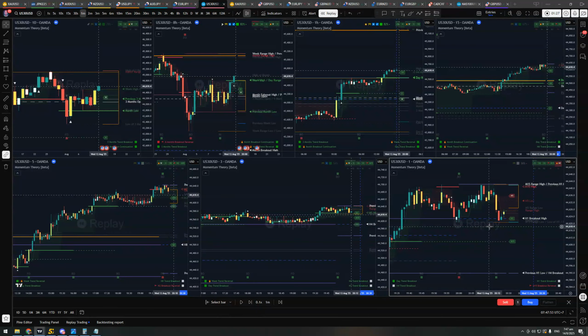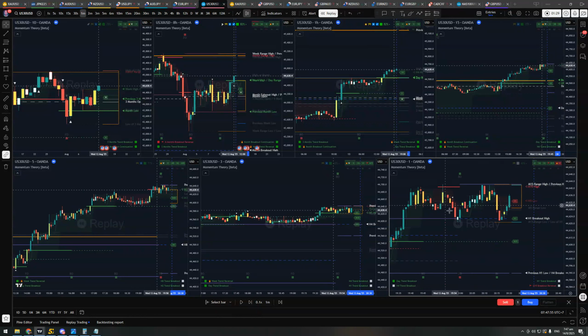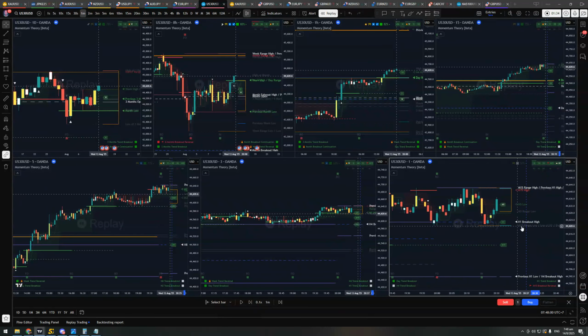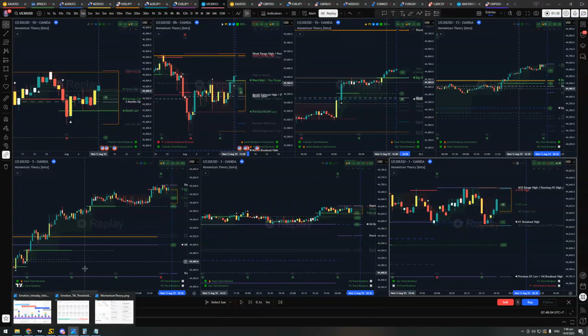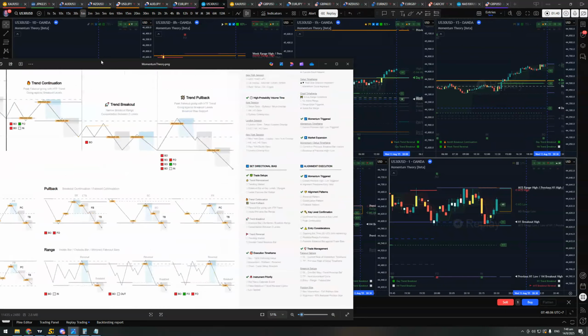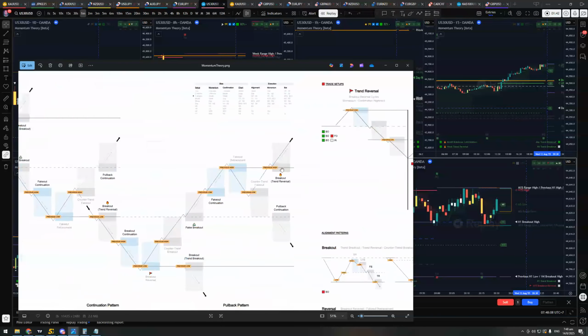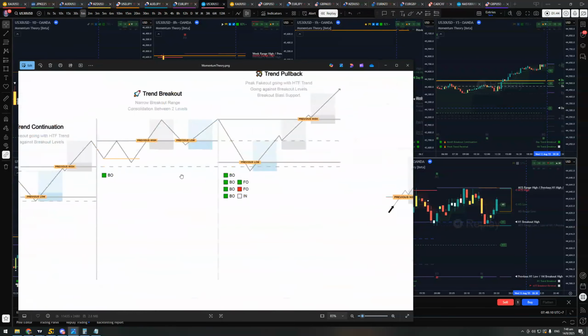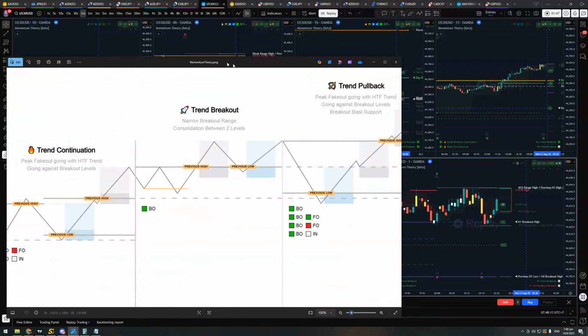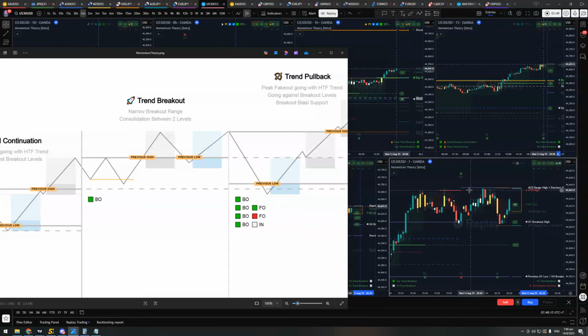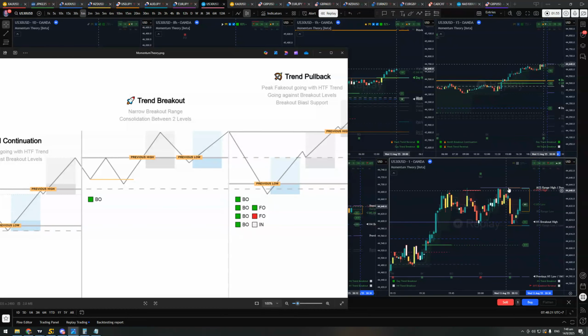So at this point, I see that price is starting to consolidate in between a narrow breakout range. I see that we have a range here on the M15, a range on the M5 as well. And at this point, I know that I'm looking for a trend breakout setup. Trend breakout setups, I want to see a narrow breakout range and consolidation between two levels. And that's what we have on the H1. Previous H1 highs are up here, H1 breakout levels here, narrow breakout range, and we're consolidating in between those two levels.